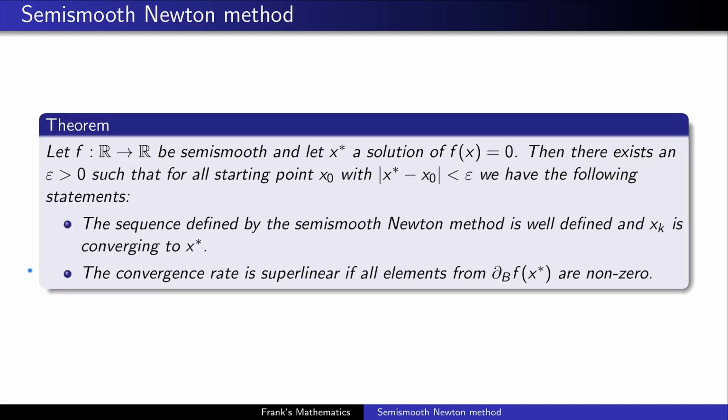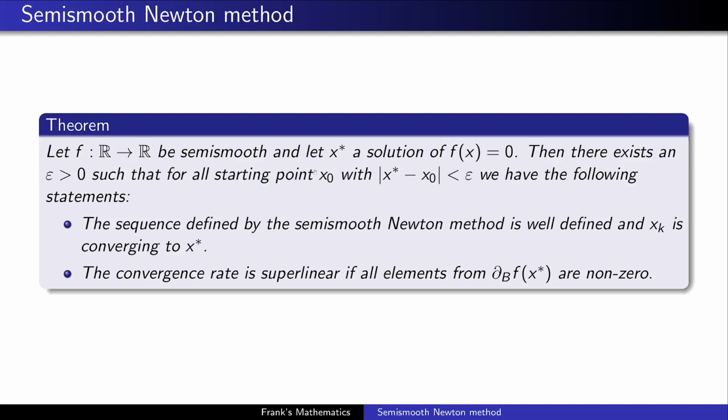If you want to prove convergence or convergence speed of your Newton method, you need a smoothness assumption on your function f. For instance, f should be twice differentiable, to get quadratic convergence or something like this. So what we need is f to be semismooth, because this resembles our smoothness properties.